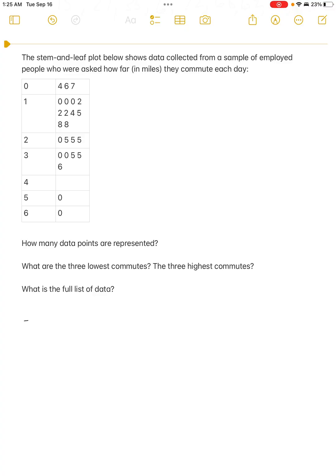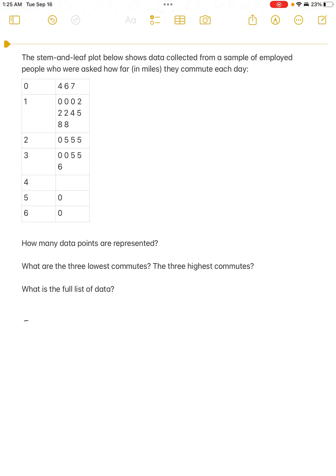So here's what the question is. How many data points are represented? What are the three lowest commutes? What are the three highest commutes? So why am I saying commutes? It says this up top. The stem and leaf plot below shows data collected from a sample of employed people who were asked how far in miles they commute each day.